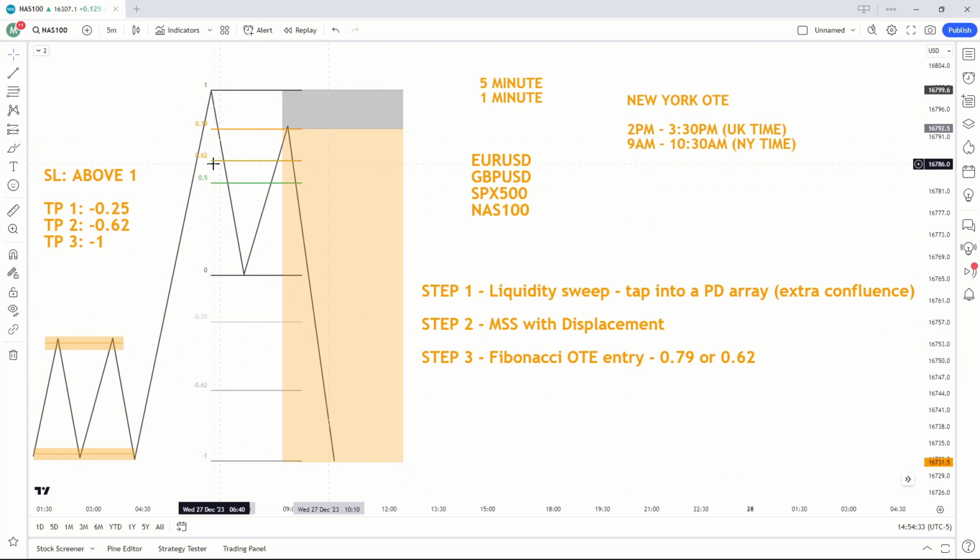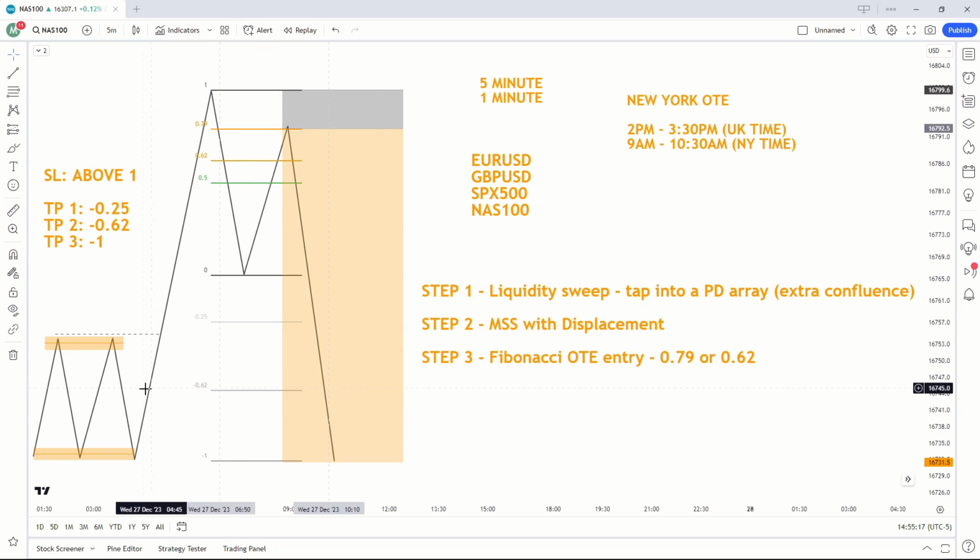As you guys can see here, 0.62 and 0.79. These are our marks. ICT prefers to enter off the 0.79 mark. However, entering off the 0.62 mark is perfectly valid. I've included a diagram. As you guys can see, we have accumulation right here, equal highs, equal lows. And we are waiting for our step 1, which is our liquidity sweep. And if I outline here for you guys, market has taken out this liquidity to the upside.